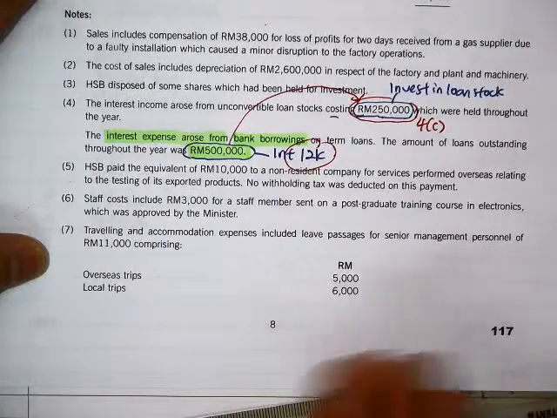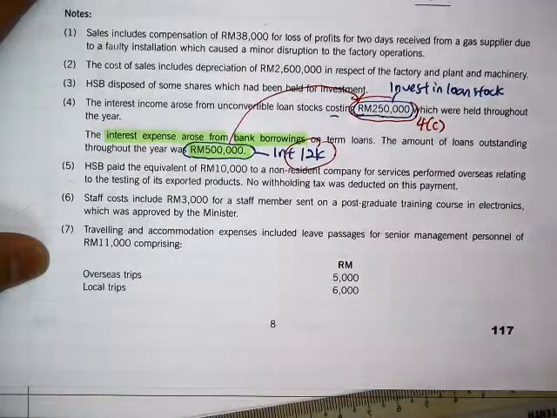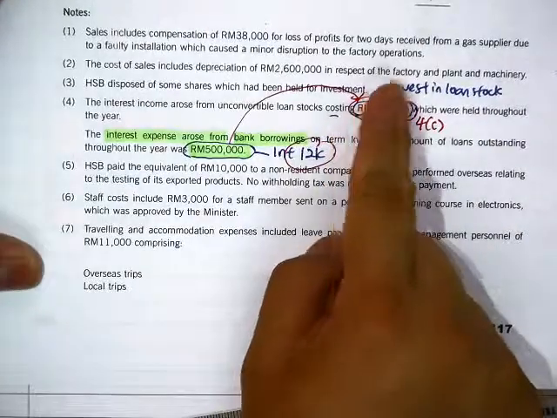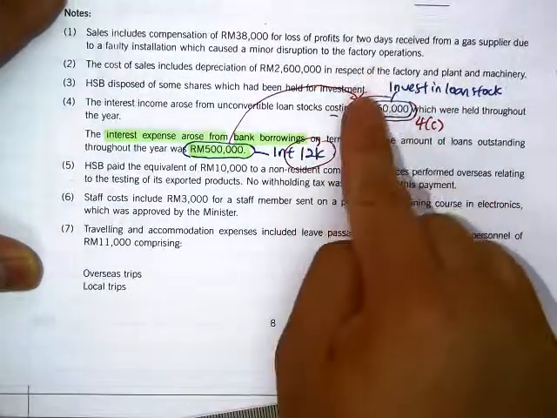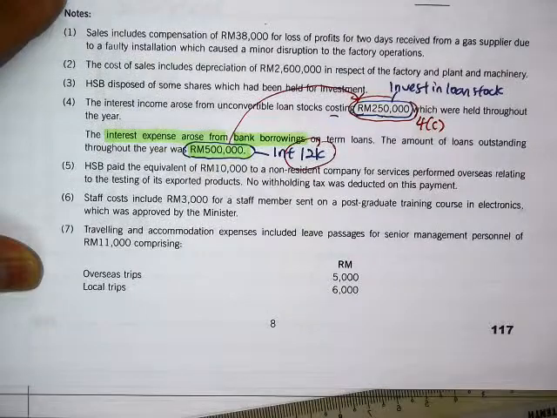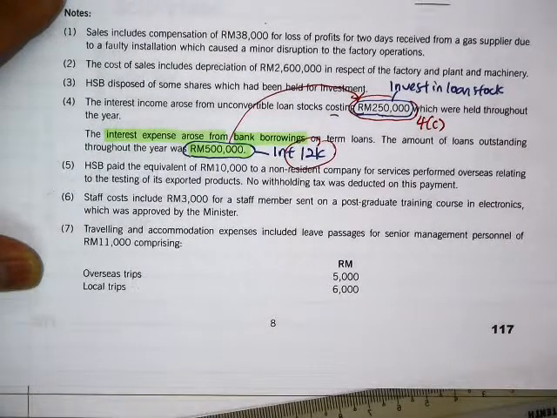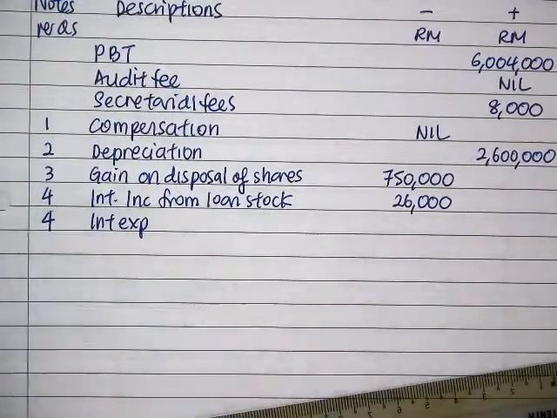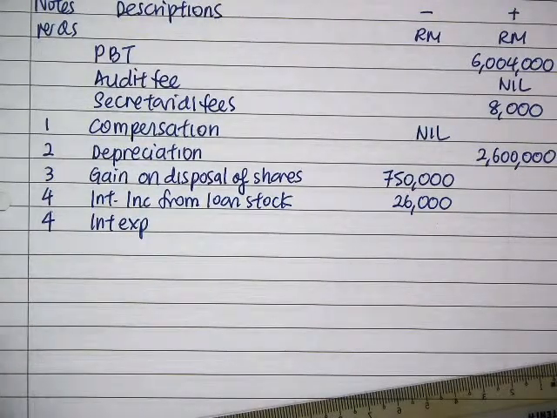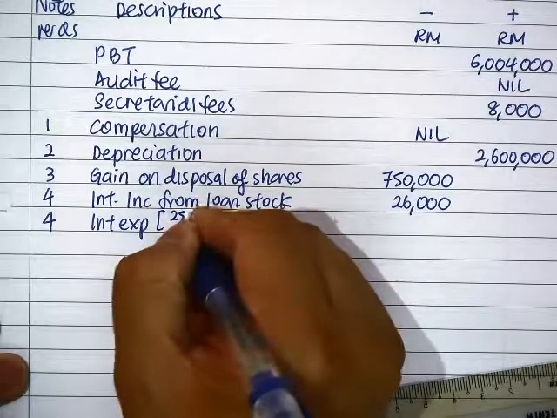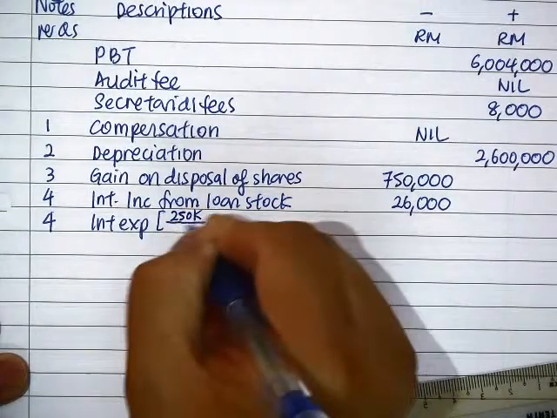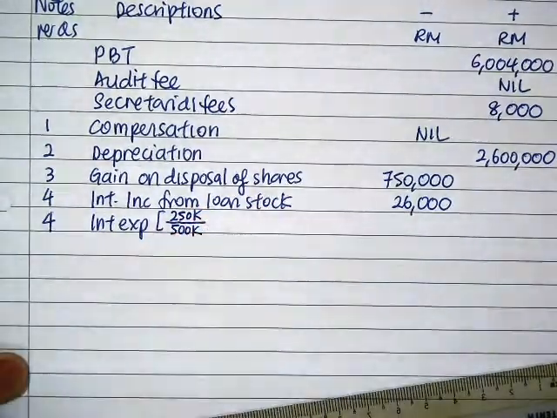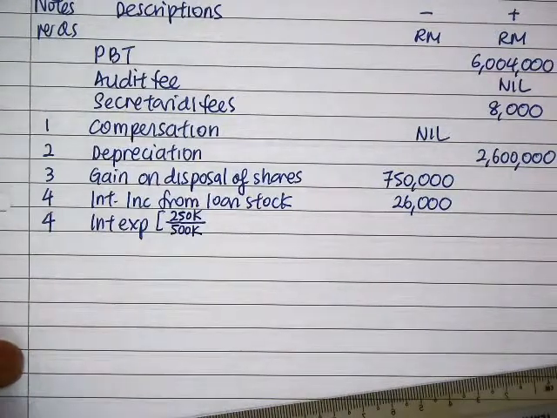Doesn't make sense, right? So what do you do? You must take out the portion of the interest to do with the loan stock, so that you minus it later under the interest income. That's why we have to take it out now. Now it's half of the loan. That means the 250,000 out of the 500,000. Now it's half, so it's very hard to see.